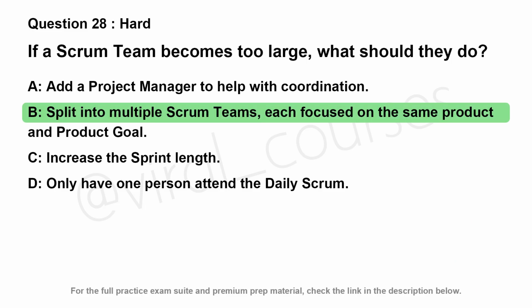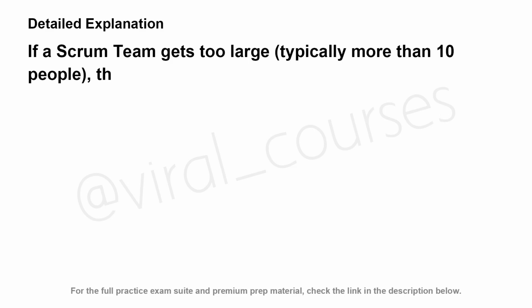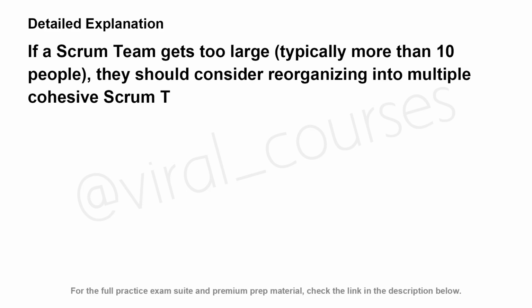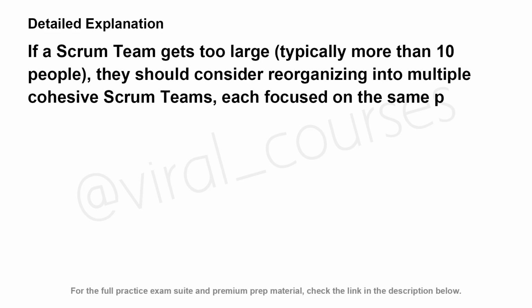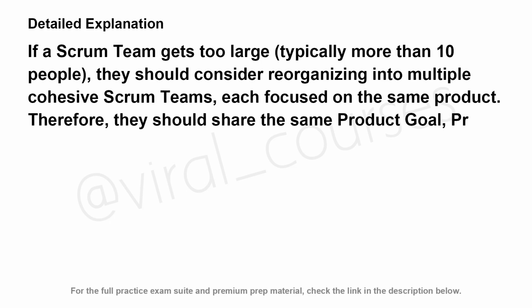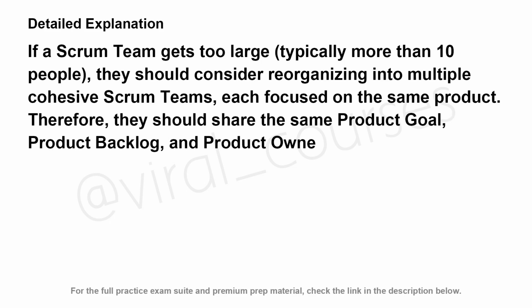The correct answer is B. If a Scrum team gets too large, typically more than 10 people, they should consider reorganizing into multiple cohesive Scrum teams, each focused on the same product. Therefore, they should share the same product goal, product backlog, and product owner.